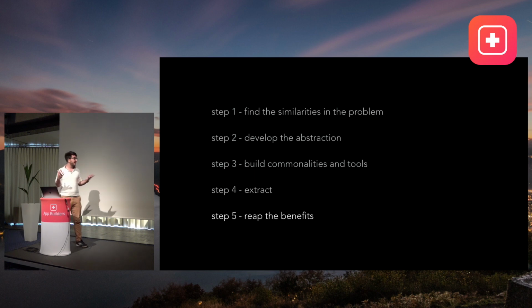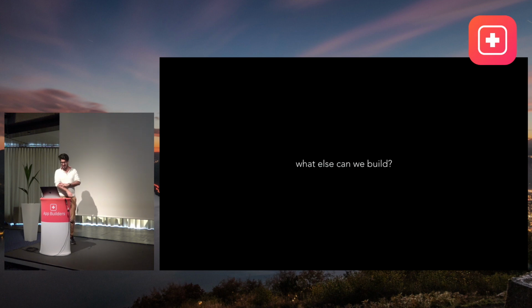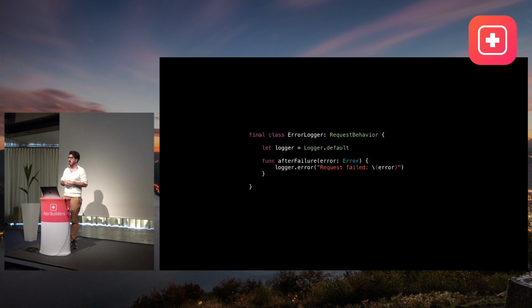The last step is the best one, which is to enjoy all the benefits that you get from abstracting your code, right? So now that you have this abstraction in place, a lot of things that you never would have done before, which might be useful, but would have made the code ugly or hard to test or annoying to look at or modify, now they're really easy, right? So what if you just want to log every error?